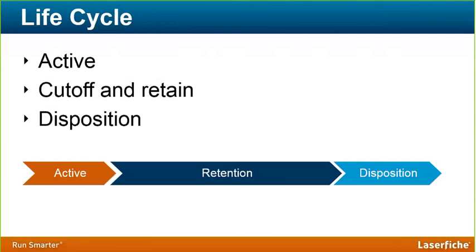First is the active phase, when the record is actually being edited and modified. And at the end of its active phase, the record is cut off, meaning it's going to enter its retention phase. From this point, the record is no longer being edited, so it's only in a read-only format, and it's retained for a certain amount of time, depending on what your retention plans are at your organization. And at the end of retention, the record becomes eligible for disposition, which is ultimately the end of the record's life cycle.